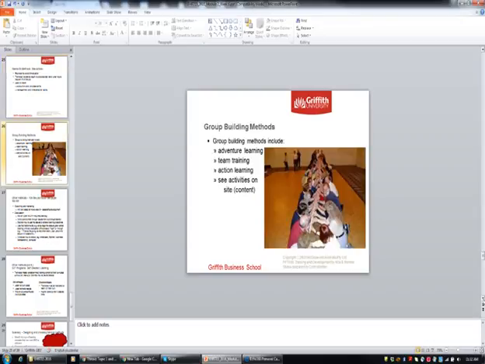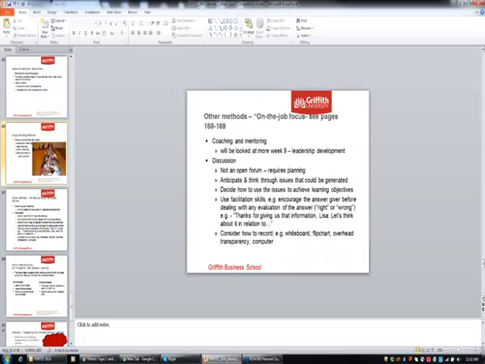Group building methods. I'll put some activities around this on the site. So other methods, coaching and mentoring. Some of these are going to be developed later in the unit. So leadership development, we look more at coaching and development. An important thing to mention is discussion. It's often included in HRD programs, in training programs. It's really important. People can exchange ideas, learn new attitudes, see how other people communicate, etc., etc.